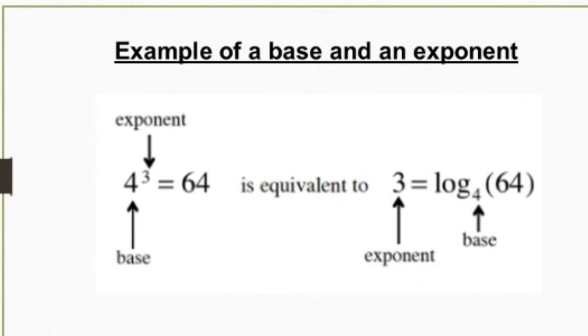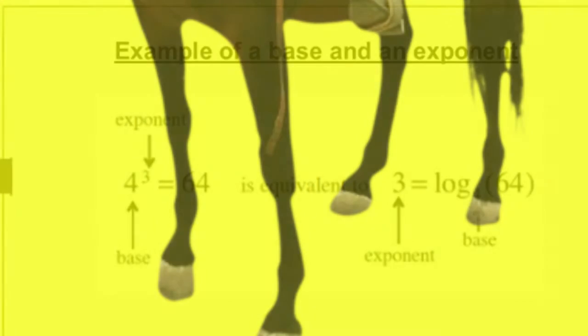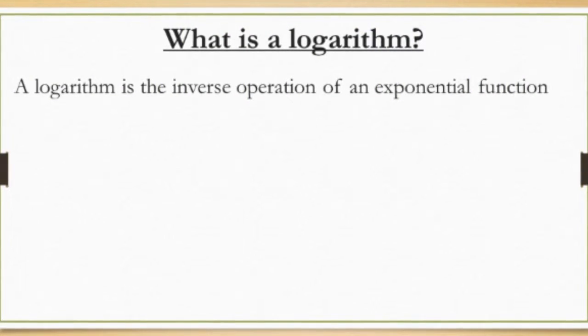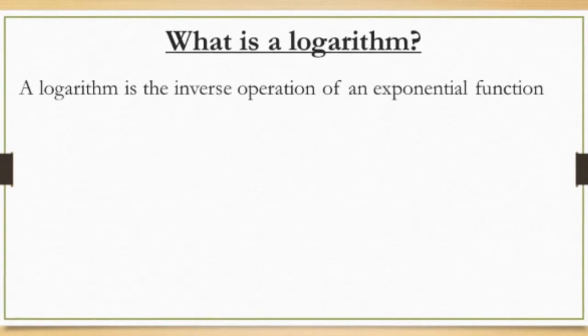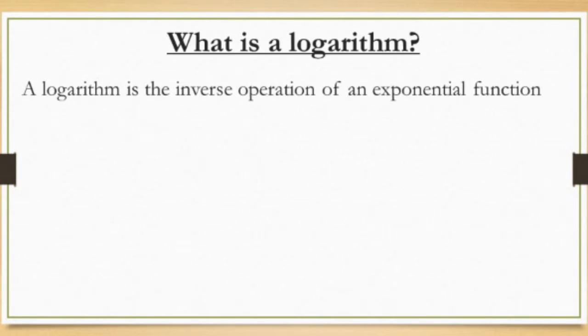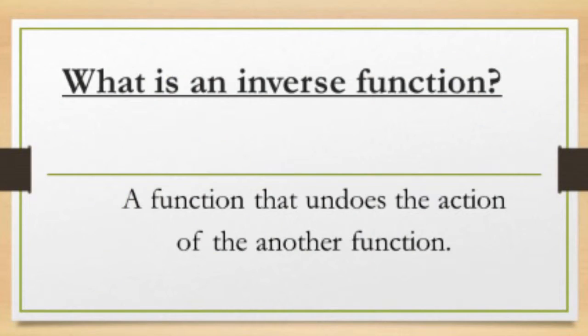Here's an example of a base and an exponent. As you can see on the screen, 4 is the base and 3 is the exponent, and it is equal to 64. The next term is what is a logarithm. A logarithm is the inverse operation of an exponent function. Lastly, what is an inverse function? An inverse function is a function that undoes the action of another function.